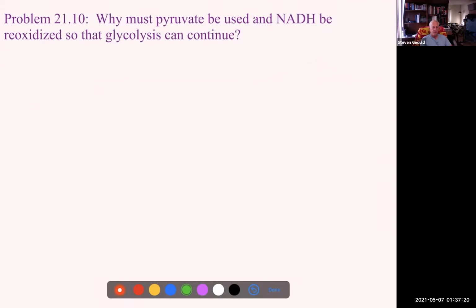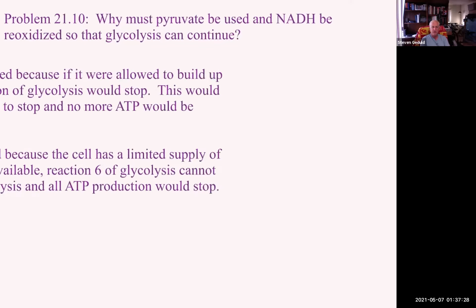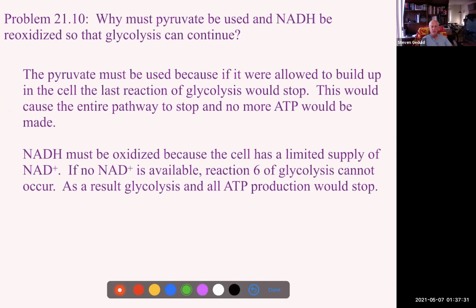Why must pyruvate be used and NADH be reoxidized so that glycolysis can continue? Because we need to generate that back in to use it again for the reaction. The pyruvate must be used because it's not allowed to build up in the cell. Otherwise glycolysis would stop. You wouldn't continue breaking down glucose to provide energy because you'd build up too much of the product. Remember the allosteric inhibition? Too much buildup blocks the enzyme, and you would stop producing energy. This would cause the entire pathway to stop and no more ATP would be made. So you've got to get rid of the pyruvate.